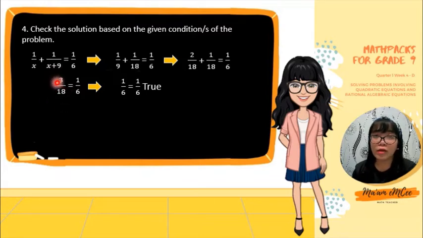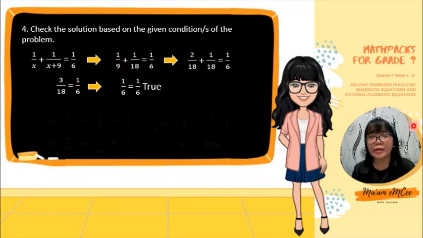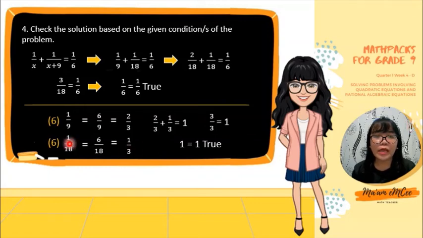So you can divide 3 by 3 and you can divide 18 by 3, and that is the greatest number which can divide both your numerator and denominator. So 3 divided by 3, that is equal to 1. 18 divided by 3, that is equal to 6. So 1/6 is equal to 1/6. So it's a true statement. Therefore, our solutions indeed are 9 and 18. And then again, this is the other way to check if our solutions or our answers are correct.